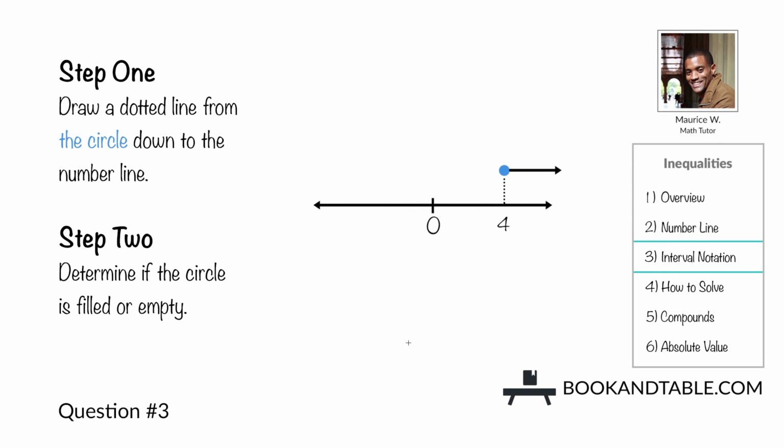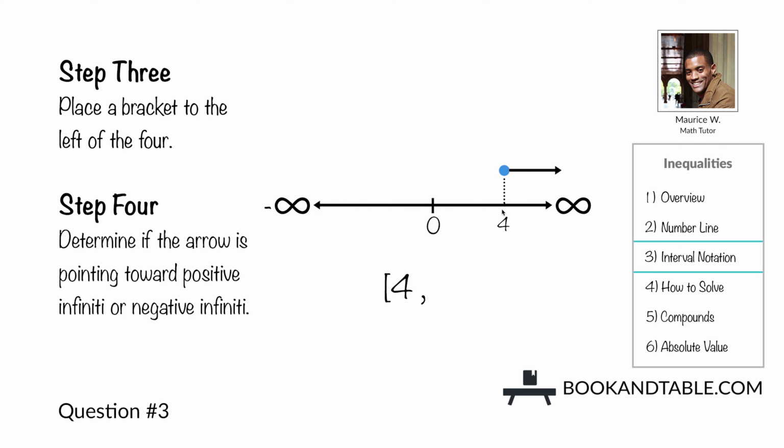And then question number 3. This time we have an arrow instead of 2 circles. Step 1 is still the same though. Draw a dotted line from the circle down to the number line. We wind up at +4. Step 2, determine if the circle is filled or empty. We see that it's filled. So our set will include +4 on the lower end. And we put a bracket to the left of 4.